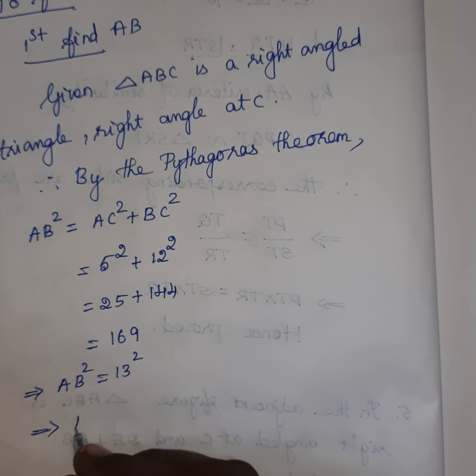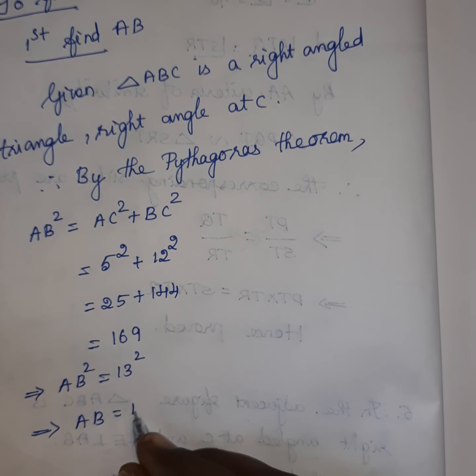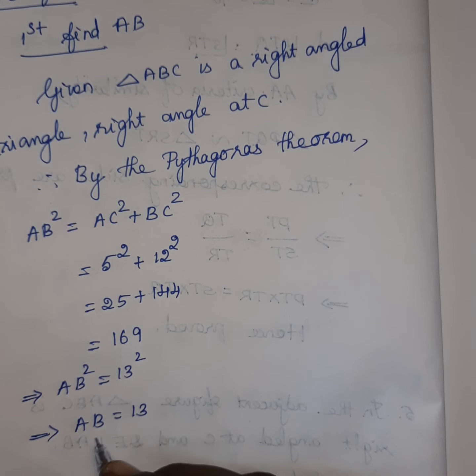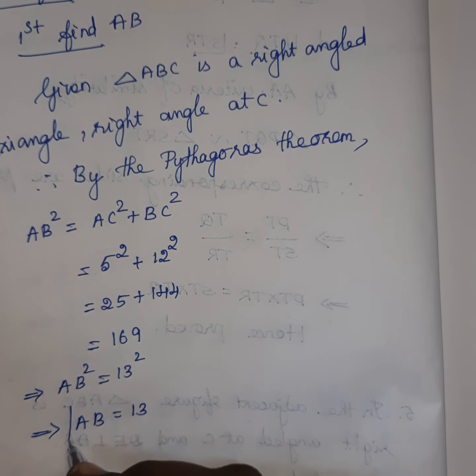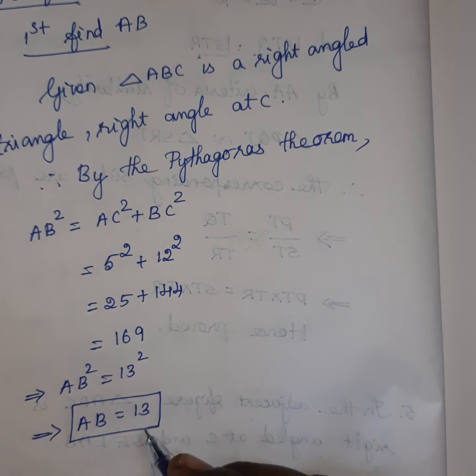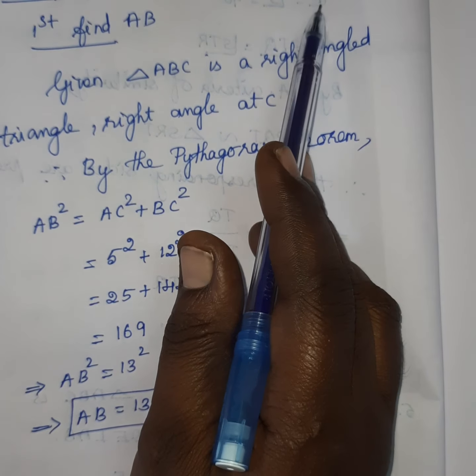So what is the value of AB? It is 13. No unit is given in the question, so in the diagram the unit is not mentioned. Here also no need to write any unit. So you get AB equal to 13. This value we can use to find out this AE and DE.